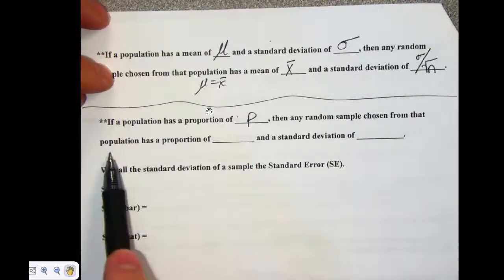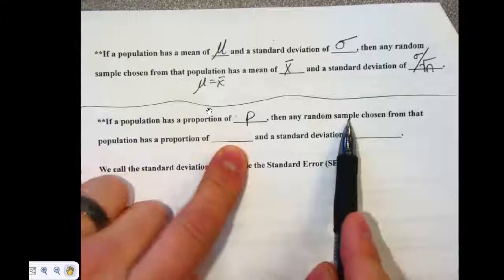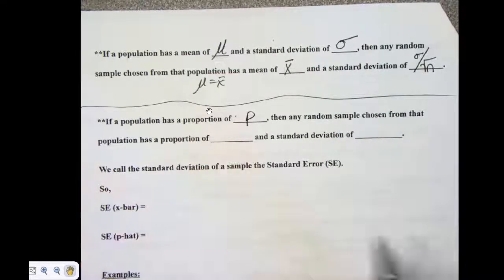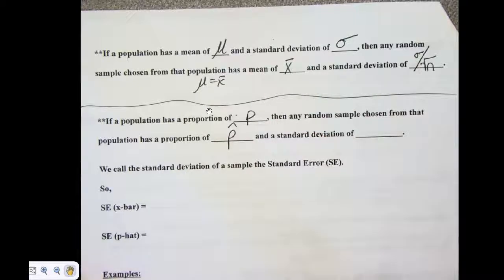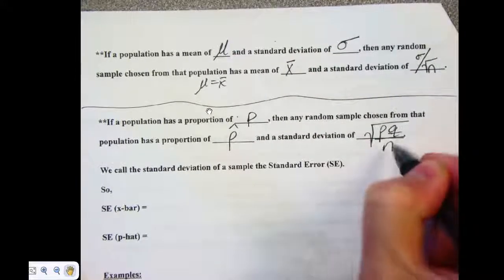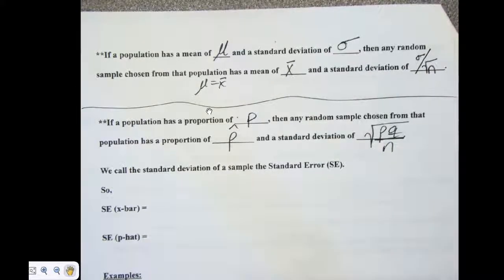Then any sample from the population has a proportion of what? So how do I represent sample proportion? This is your chance. That one's P hat. And a standard deviation of, and you're not going to know this, but this would be the square root of P times Q over N. Remember what Q is? The opposite of P, right? Yeah.